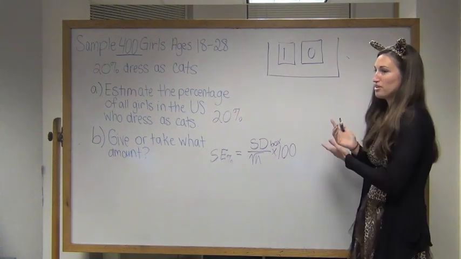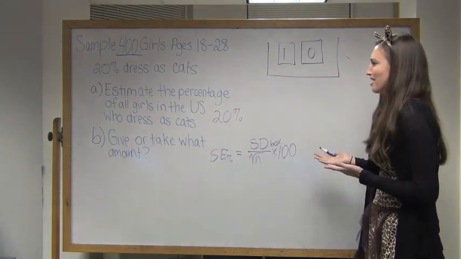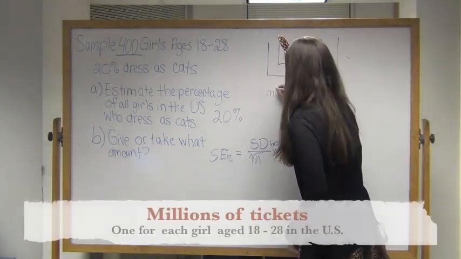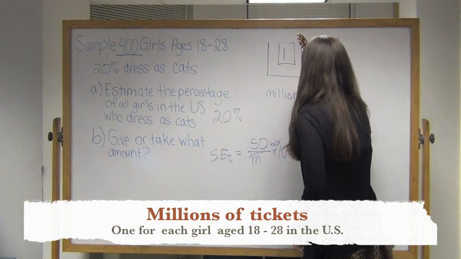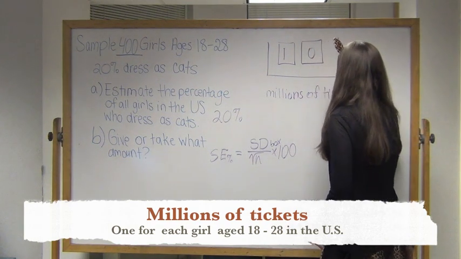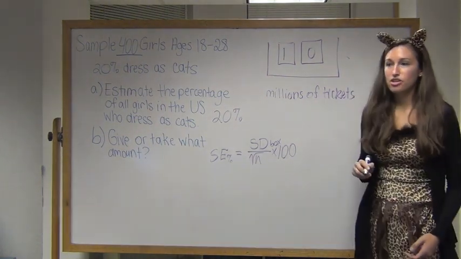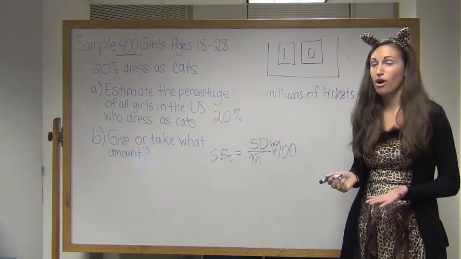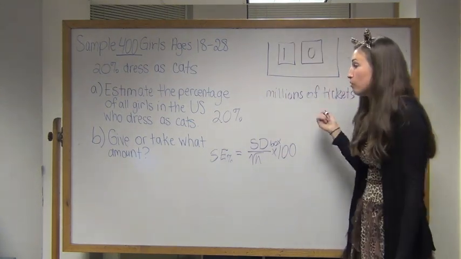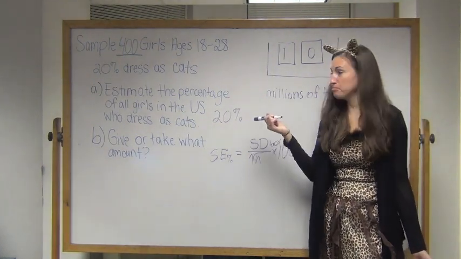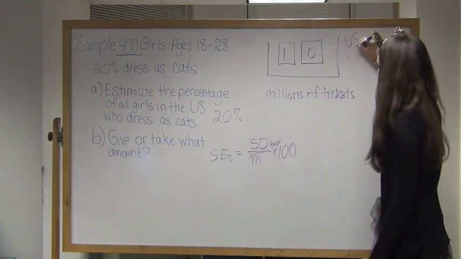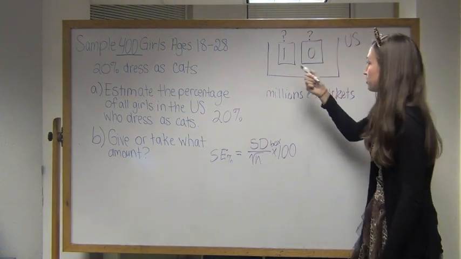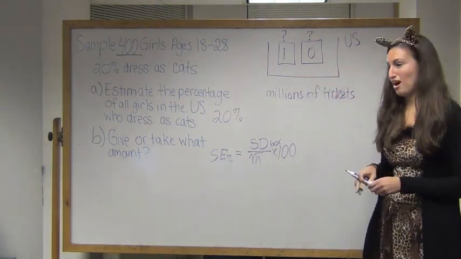How many tickets are in this box? Well, we don't know the exact number of people in the U.S., but we know it's going to be a lot. We're going to have millions of tickets, but we don't know the exact number. Then we want to know what percent are 1s and what percent are 0s. This is what we're trying to figure out. We know what percent are 1s and 0s from our sample, but for the whole U.S. population, we're not sure of the percentage of 1s to 0s. That's what we're trying to figure out.